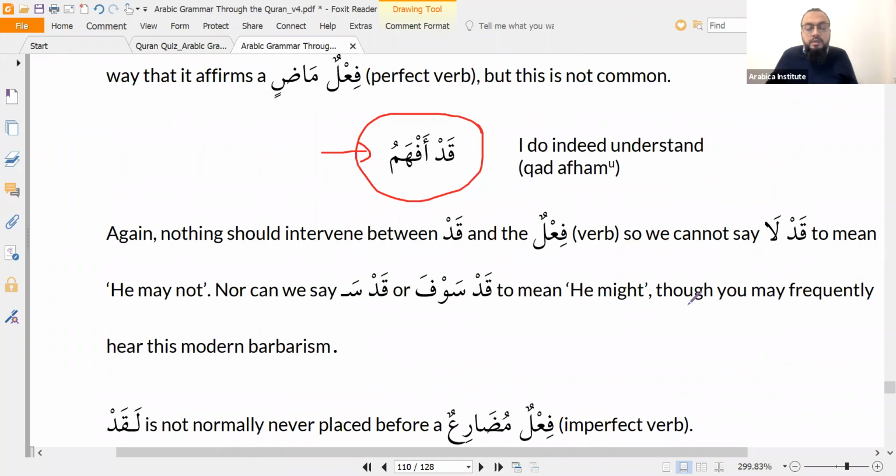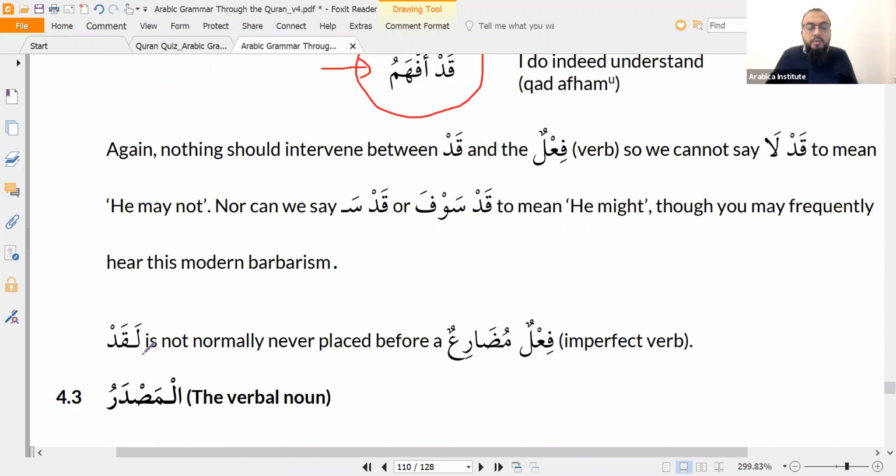So with qad, you don't put anything between qad and the verb. So you don't say qad la, or qad sa, or qad sawfa. Also, laqad is not used with an imperfect verb. So you don't say laqad adhabu to mean "I might go." You just say qad adhabu, "I might go." So let's just learn that one example. قد أذهب. هل تذهب إلى الحفلة؟ Will you go to the party? قد أذهب. I might go. Just learn one example of that and you'll be okay.